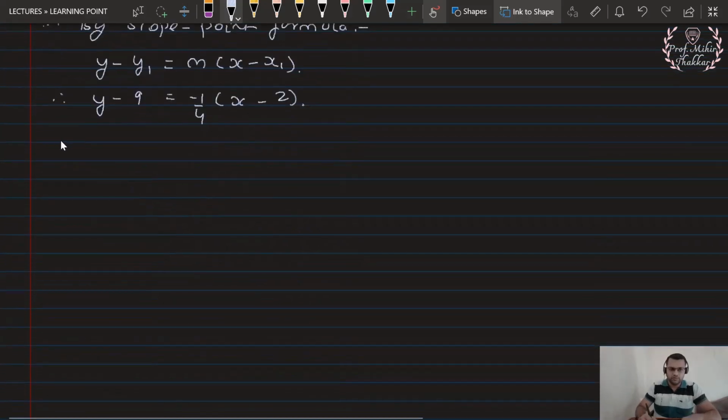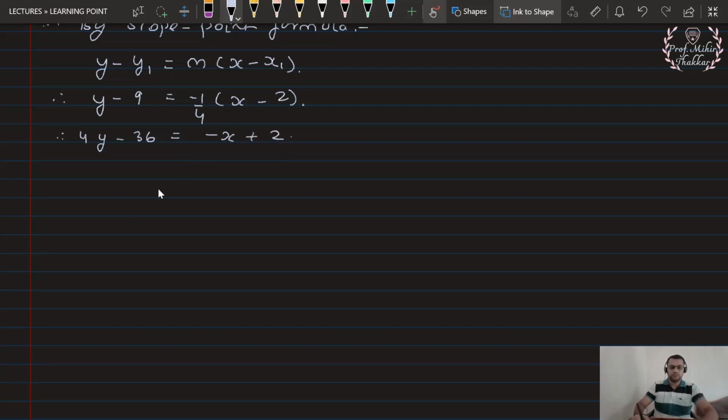So I will get over here, therefore 4y minus 36 is equal to minus x plus 2. Therefore take these both elements on the opposite side, x becomes positive, plus 4y minus 36 minus 2, that is equal to minus 38, and that is equal to 0.